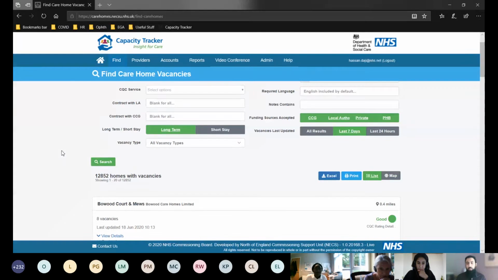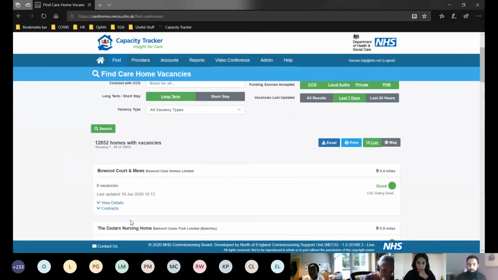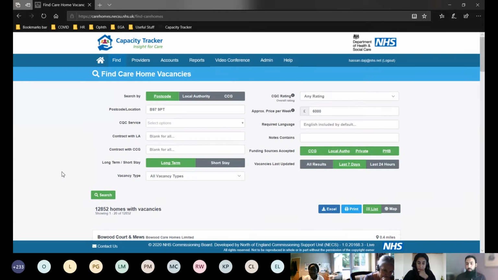The whole idea behind the capacity tracker is that both trusts and patients and their families will be able to assess the kind of home they are, the cost, whether they have vacancies, the CQC rating, among other things, and whether they have contracts in place, which is quite useful for social workers. This is why we're pushing care homes to complete this, especially as the NHS starts up again and we start discharging patients out of the hospital.